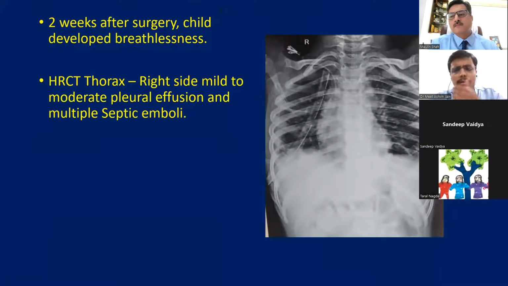So the first patient, the 6-year-old boy, 2 weeks after the surgery, developed severe breathlessness. For this, an HRCT thorax was done, which showed a right side mild to moderate pleural effusion and multiple septic emboli. So for the same, he had to undergo an ICD insertion, as we can see in the X-ray.